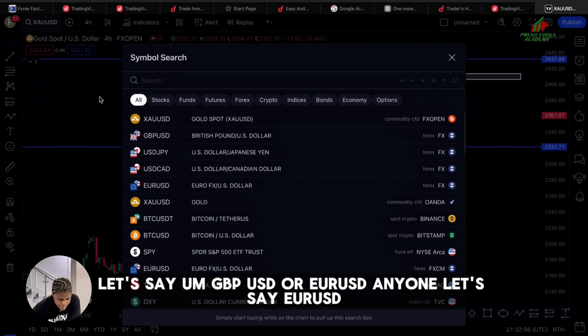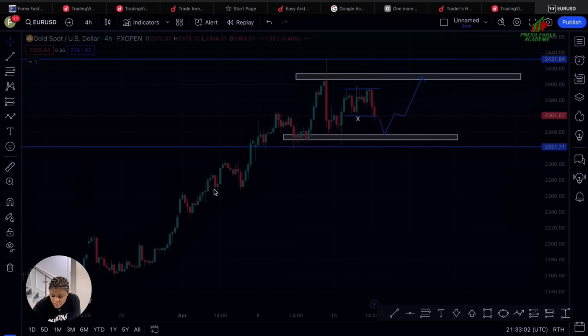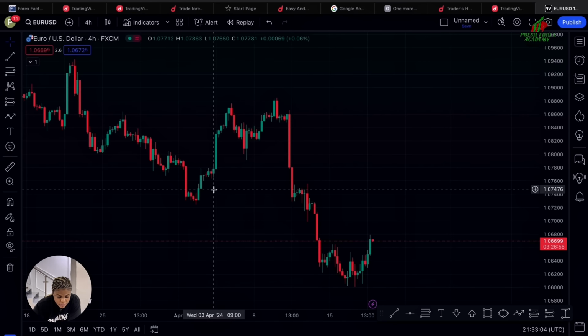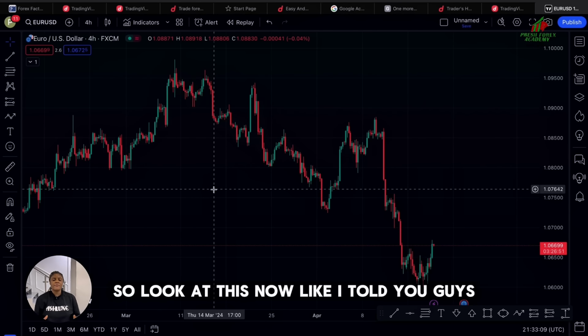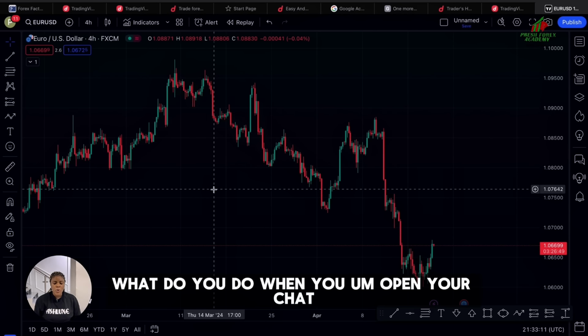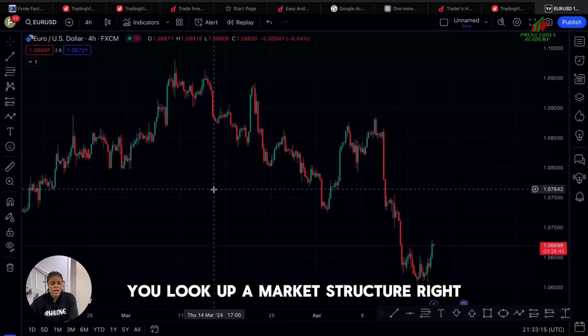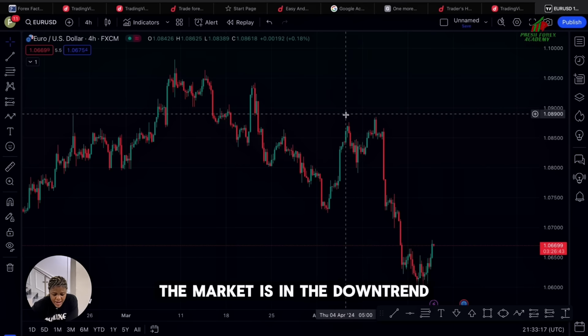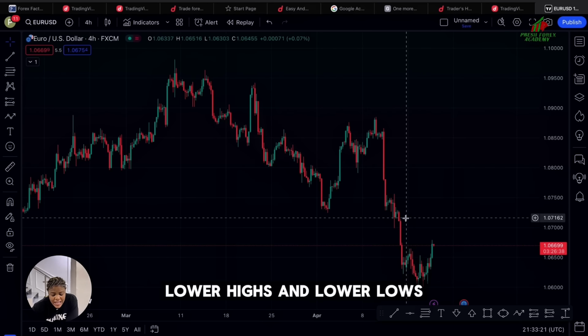Let's say GBP USD or Euro USD, anyone. Let's say Euro USD. So look at this now. Like I tell you guys, first things first, when you open your chart, what's the first thing you do? You look out for market structure, right? So looking at this, you can obviously see that the market is in a downtrend because it is creating a series of what? Lower highs and lower lows.